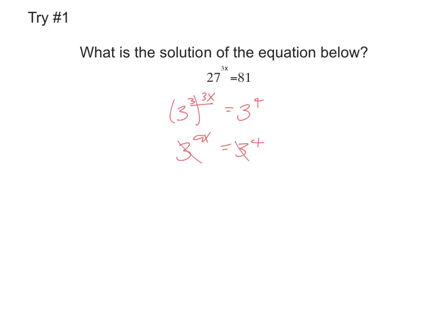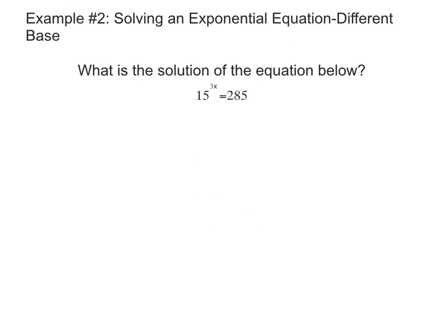The common bases can go away and we're left with 9x equal to 4. Finally, divide by 9 and x equals 4/9. We can actually just leave that one in fraction form unless you want to find the decimal, and that's fine with me. All right, so then what happens when they have a different base? When they have a different base, the only thing that you can apply would be a common base, which is going to be log base 10.